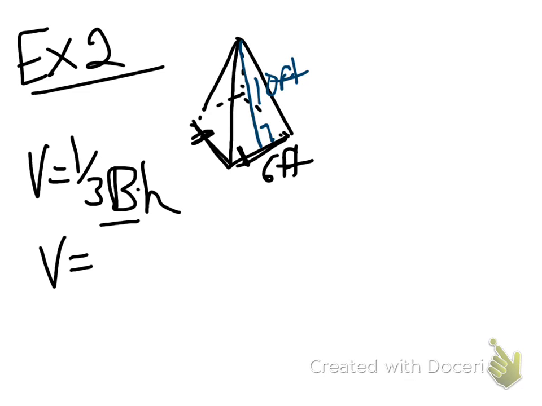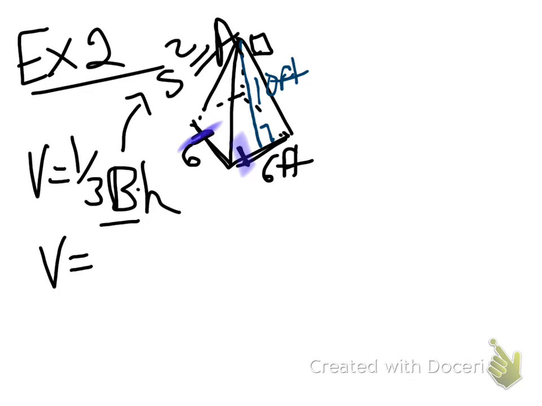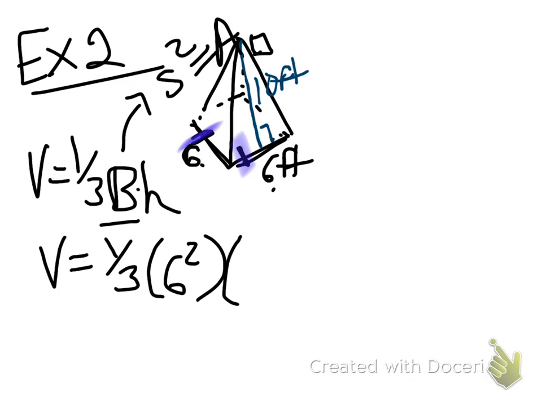Volume equals 1/3 base times height. Well, the base area is going to be s squared, or side squared. It's the area of a square. I know it's a square because if you look here, these two sides are marked congruent, and if they're marked congruent, then I know I have 6 by 6, and that's a square. So 1/3 times my side length squared, so 6 squared for my base area, and then my height, I look at my slant height. It's my slant height of 10, so I plug that in.